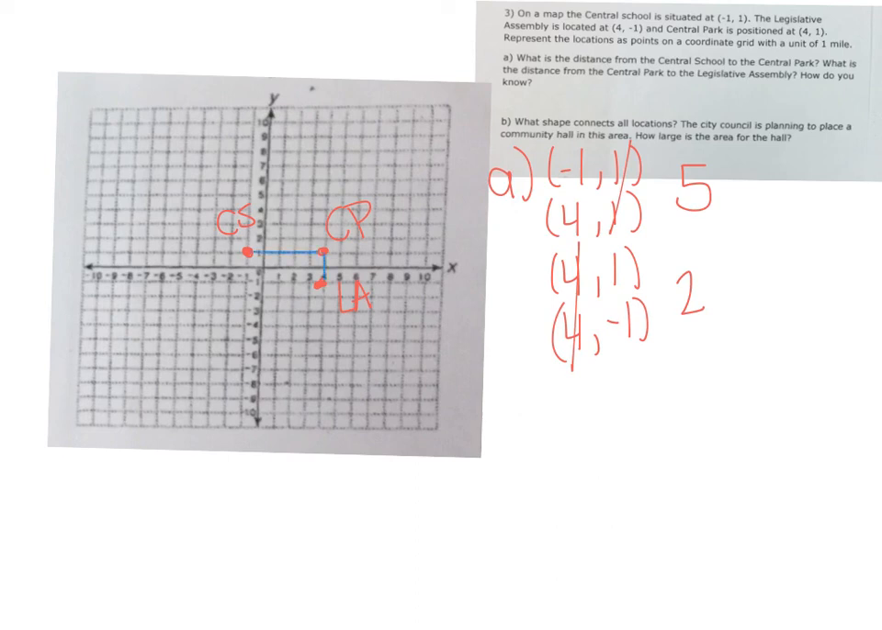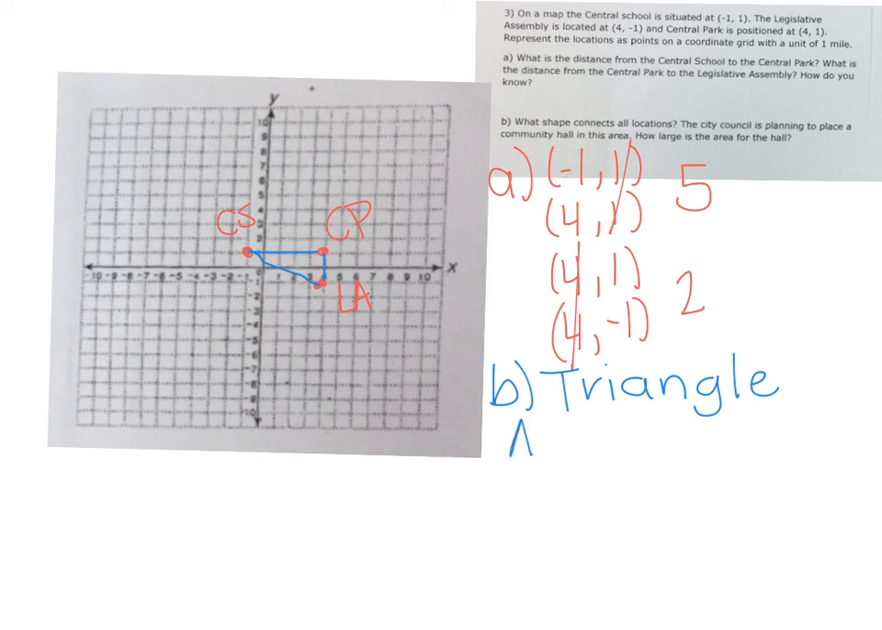B says, what shape connects all the locations? We should know again, this one has 3 points, so that means it is going to be a triangle. And then it says the City Council is planning to place a community hall in this area. How large is the area for the hall?